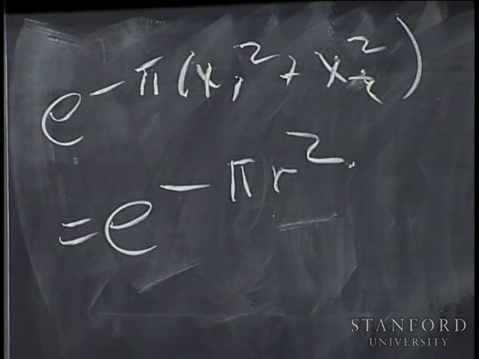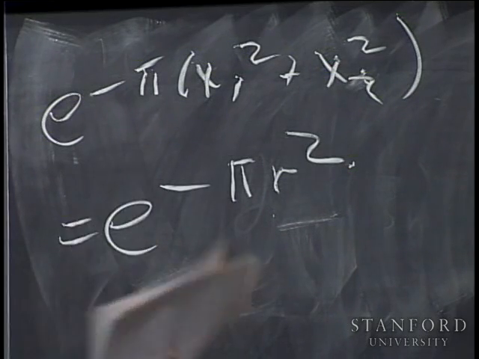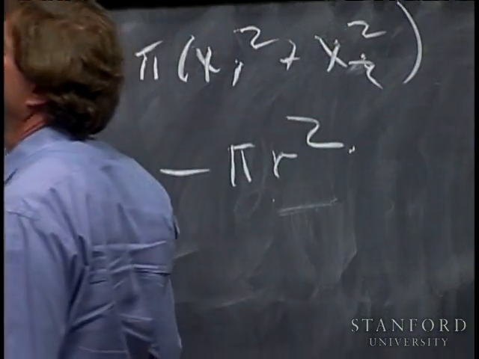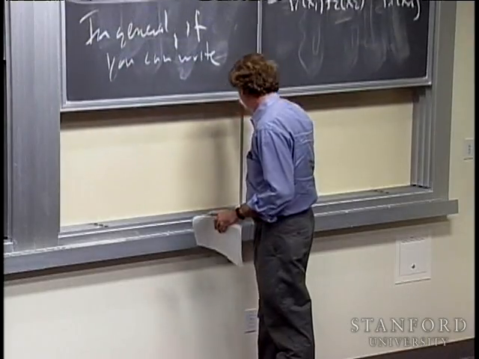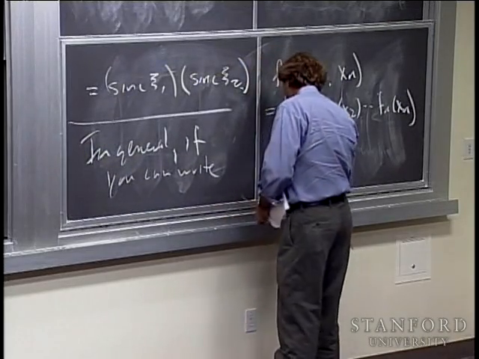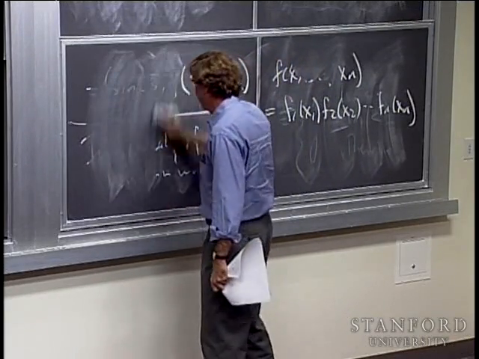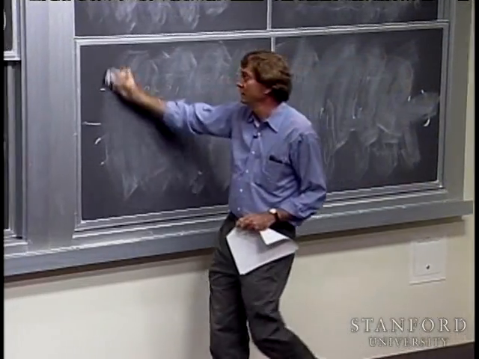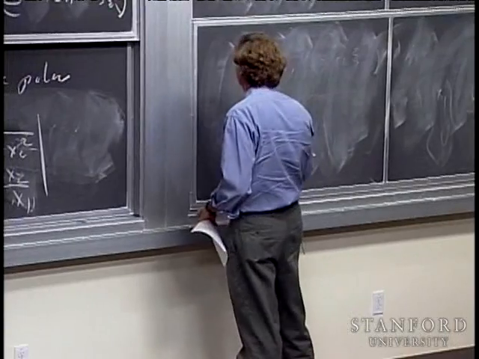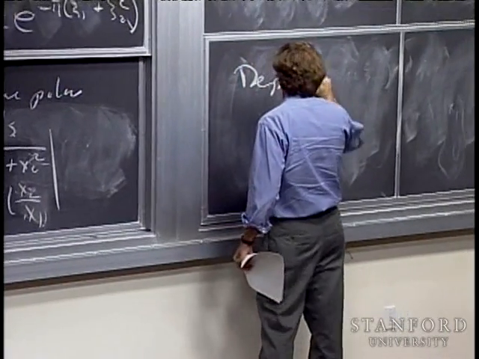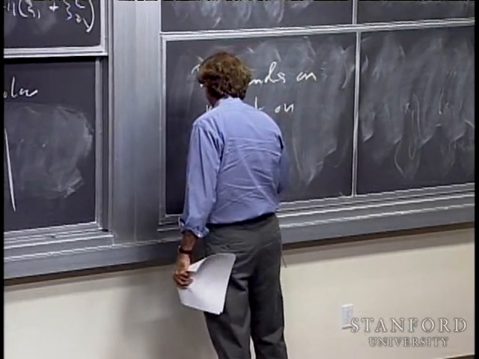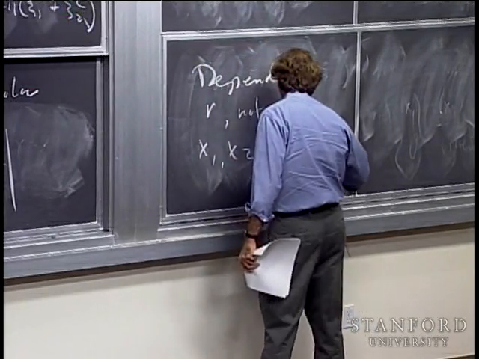In this case, it depends on r squared, but the dependence is on the distance from the origin, not on x1 and x2 independently, so to speak, but only on x1 squared plus x2 squared. Okay? So it depends only on r, not on, let's say, x1 and x2 independently, if you know what I mean.